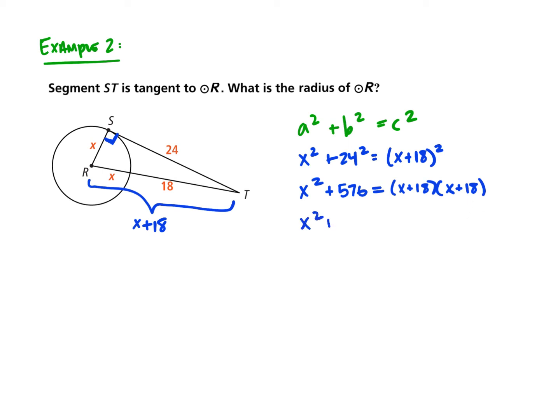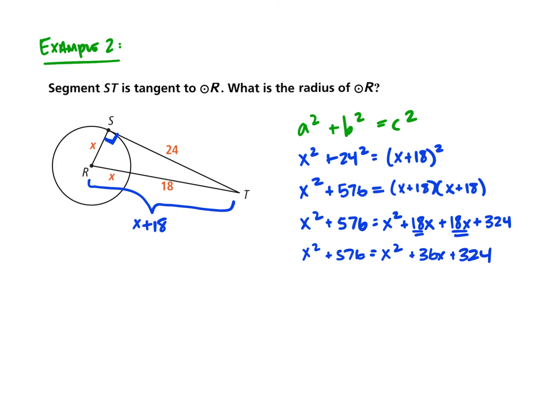Nothing's going to change on the left side of my equation. And then when I multiply the first terms together, that's x times x, which is x squared. The outside terms is going to be x times 18, which I'll write as 18x. The inside terms is 18 times x. And then the last terms multiplied together is 18 times 18, which is going to be 324. And then I can simplify on the right side of my equation, because I can add the 18x and the 18x and get 36x. And then I have plus 324.